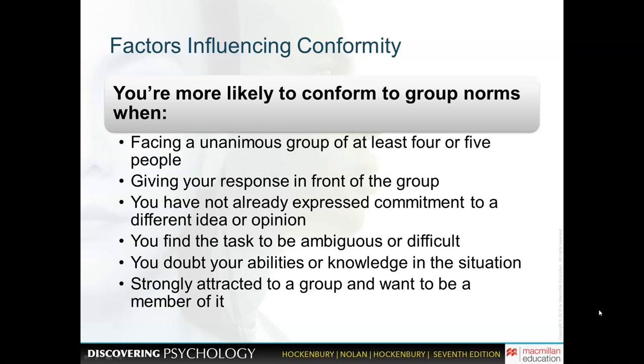But basically, you're more likely to conform to group norms, and I will just give a couple of examples. Down below here it says you doubt your abilities or knowledge in a situation. So if you don't have a lot of confidence in your abilities or knowledge in a certain situation, you might conform to the group norms. And last but not least, at the very bottom I wrote strongly attracted to a group, and you want to be a member of it. So you're more likely to conform to the group norms when you want to be a member of that certain group.